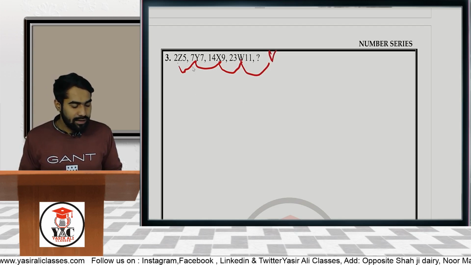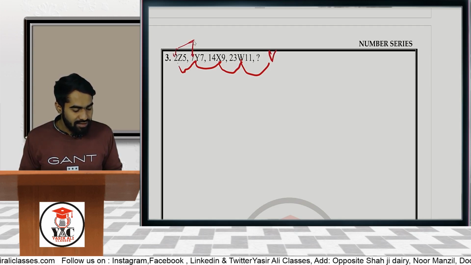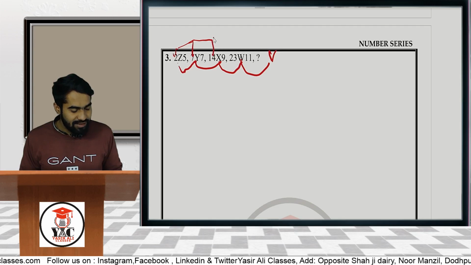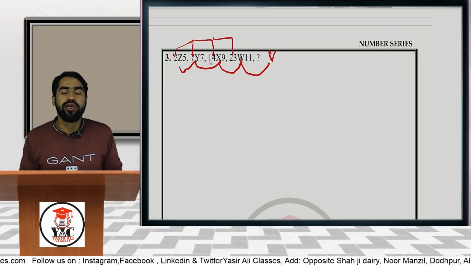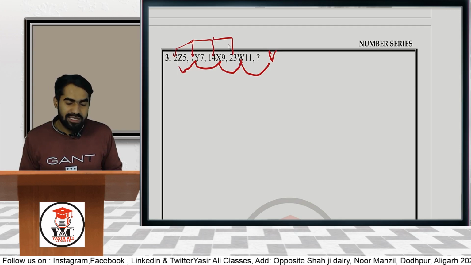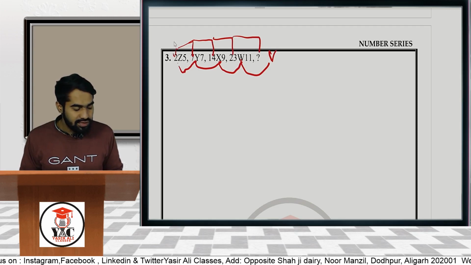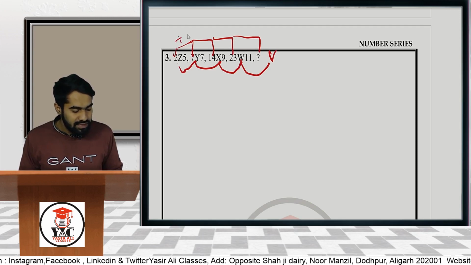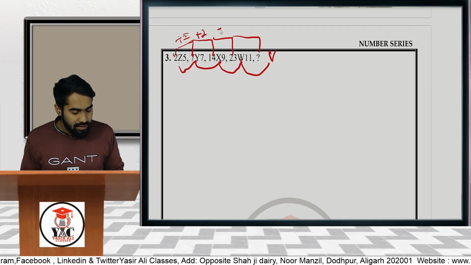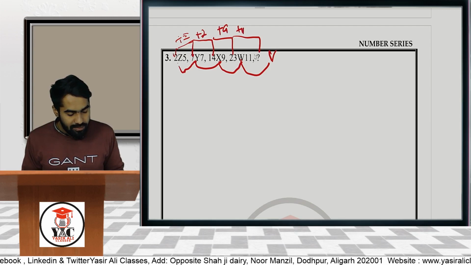Now we can look at the numbers. 2 to 7, that is plus 5, 7 to 14 plus 7, and 14 to 23 plus 9. Plus 5, plus 7, plus 9. What should be next? After this it should be plus 11. And when you add 11, it will become 34.